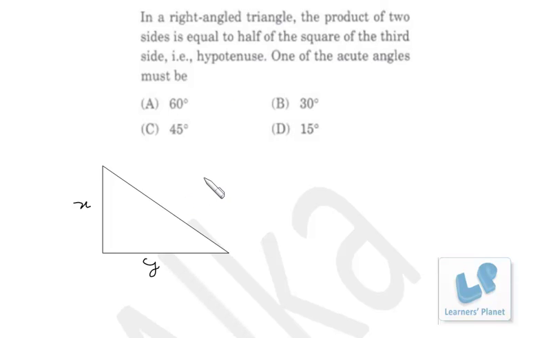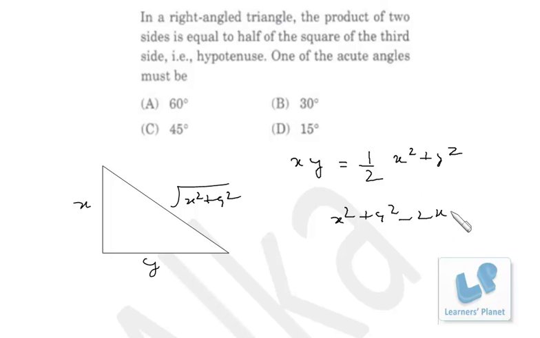Now product of two sides is equal to half of the square of the third side, right? So half of the square. Basically it will be square root of x square plus y square, right? Now product of the two sides, that is xy, is equal to half of the square of the third side. So square of the third side will be x square plus y square. So precisely x square plus y square minus 2xy is equal to 0, or we can say x minus y whole square is 0. That means x is equal to y.